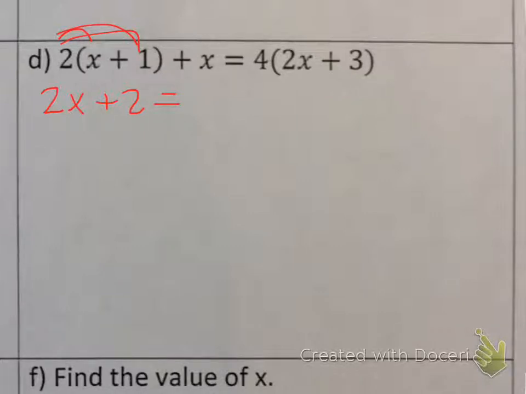I don't know why I'm writing equals there, because it's actually a plus sign. That's my bad there. And then over here on this side, I'd have 4 times 2x, which is 8x, and 4 times 3, which is 12.